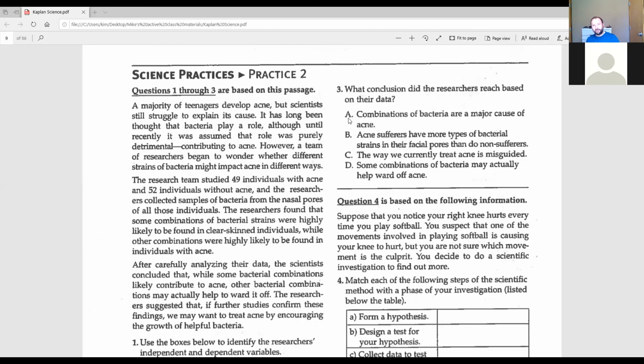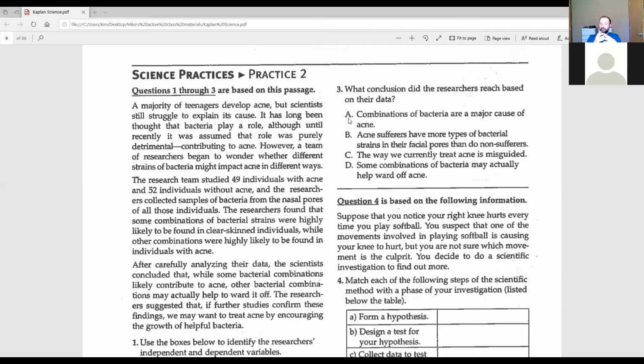The first one I'd throw out is B. Acne sufferers have more types of bacterial strains in their pores than do non-sufferers. It doesn't say anything in there about more or less bacteria. It just says that people that have acne tend to have different types of bacteria than people without acne. It doesn't say they have more. It just says they have different types. So B, I'd throw out.